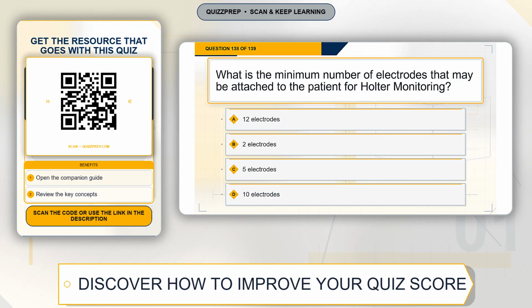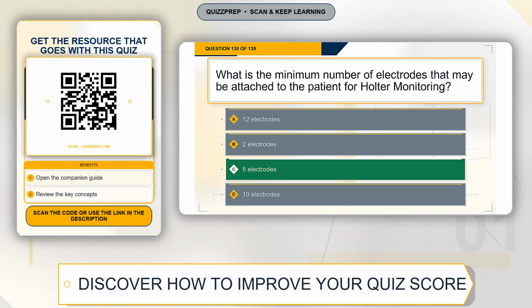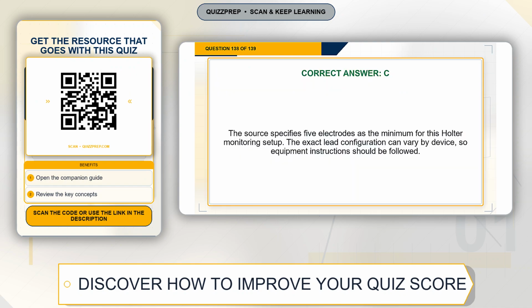Question 138. What is the minimum number of electrodes that may be attached to the patient for Holter monitoring? Option A, 12 electrodes. Option B, 2 electrodes. Option C, 5 electrodes. Option D, 10 electrodes. The correct answer is Option C, 5 electrodes. Explanation. The source specifies 5 electrodes as the minimum for this Holter monitoring setup. The exact lead configuration can vary by device, so equipment instructions should be followed.